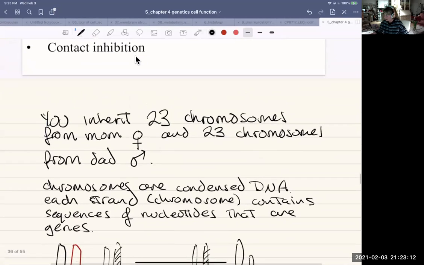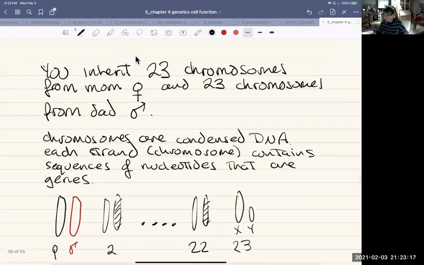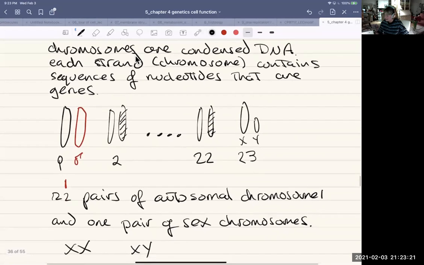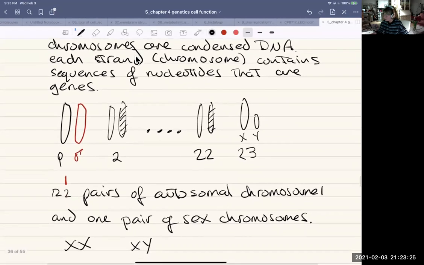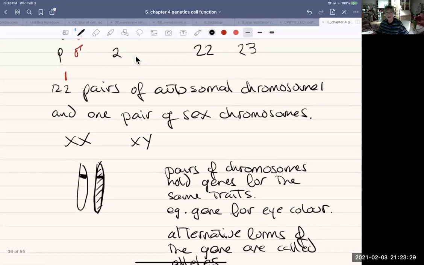We've covered the inheritance of 23 chromosomes from each parent. Chromosomes are condensed DNA, showing the chromosomes here. Humans have 23 pairs, 22 of those are autosomal, and the 23rd pair are the sex chromosomes that determine the sex of the individual.